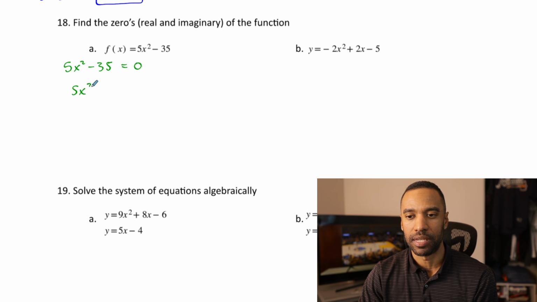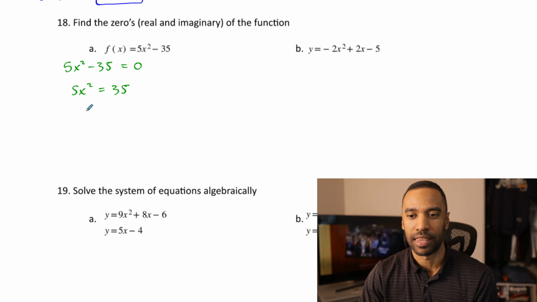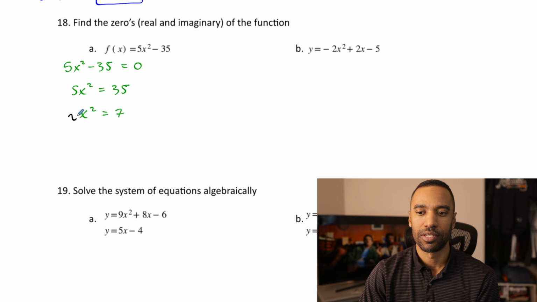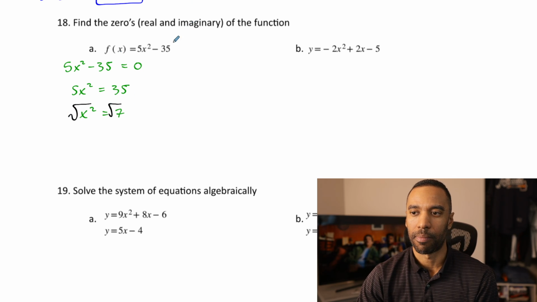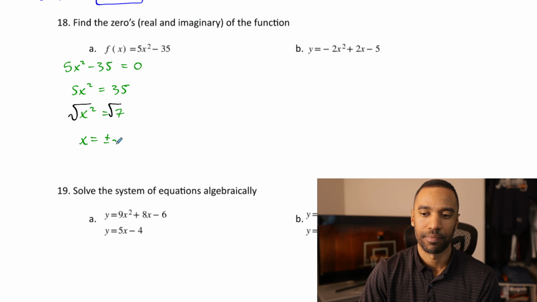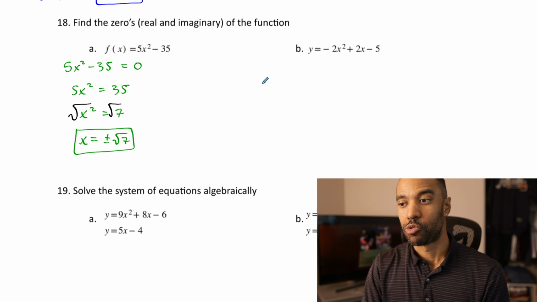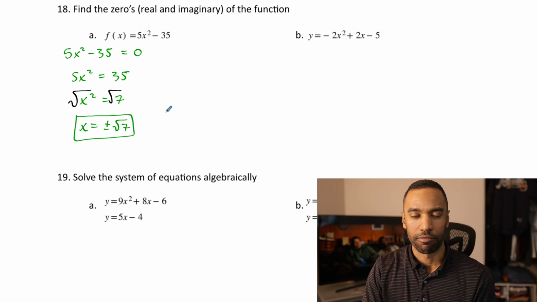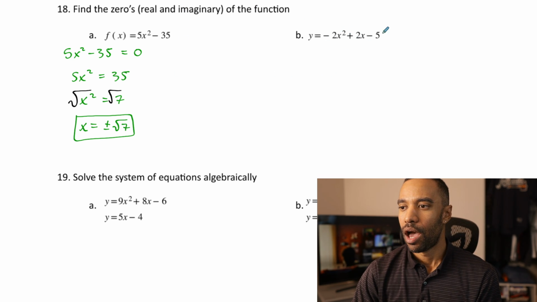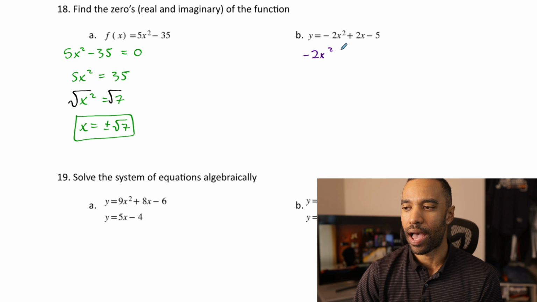I'm going to just begin by adding the 35 over and then dividing by 5 and then taking the square root of both sides. We get x equals plus or minus the square root of 7. I'd argue that's a lot faster to do than quadratic formula, especially if you don't do the discriminant portion first. That's my belief, at least. All right, we're going to set this one equal to 0 as well.